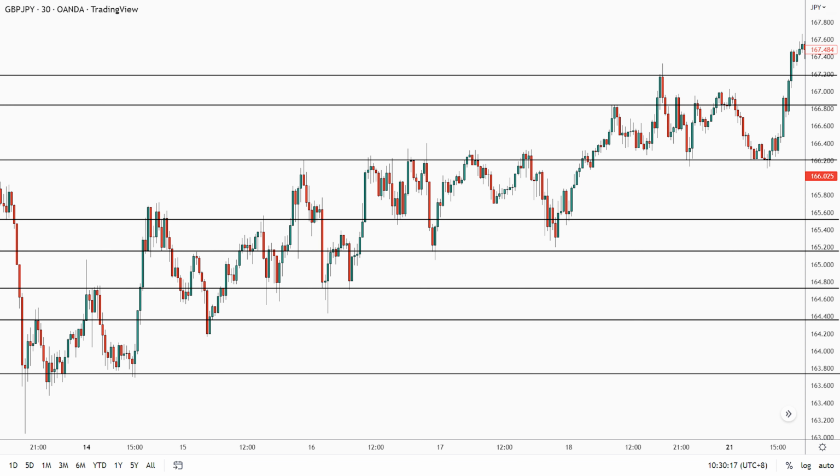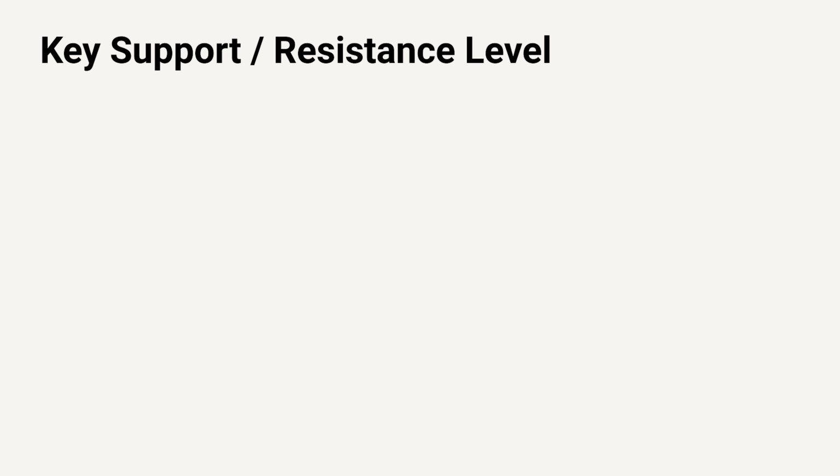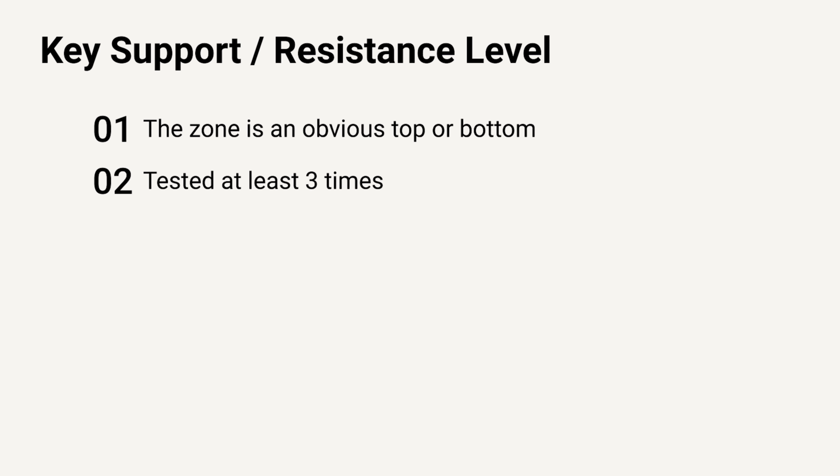If we go back to all the identified levels a while ago, we can see that we can trim down the levels into only the key reversal levels or zones. However, what does it take for a level to be considered a key resistance or support level or zone? The answer, first, it has to be an obvious top or bottom zone. Second, it needs to be tested at least 3 times.